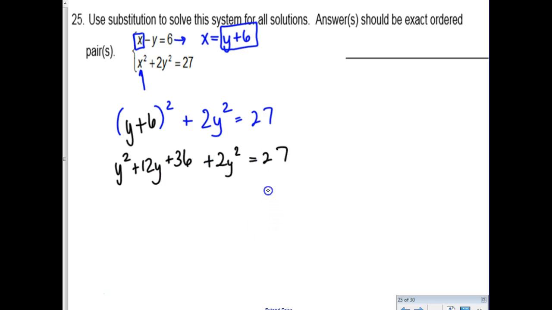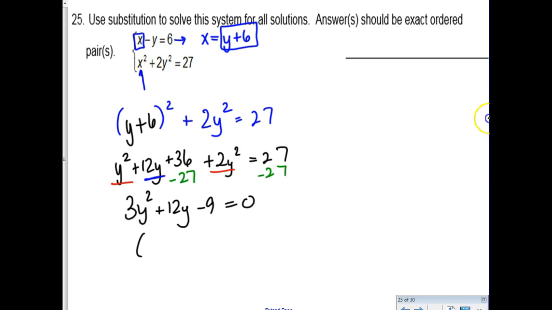We got to bring everything to one side to get it in standard form and make it as simple as possible. So combining those y squareds together, you get 3y squared. And then, let's see, I have a 12y. And then you're going to have to subtract the 27 over and combine it with the 36. So that gives you a minus 9. So solving this quadratic, ooh, you know what? We can divide everything by a 3. Let's make it even easier on us. So, new quadratic, y squared plus 4y minus 3.